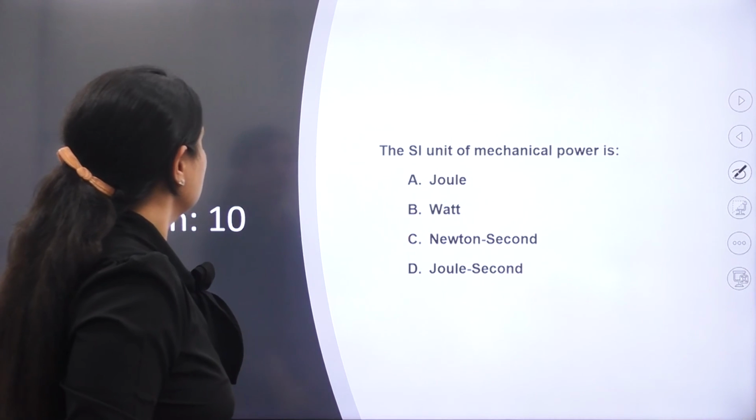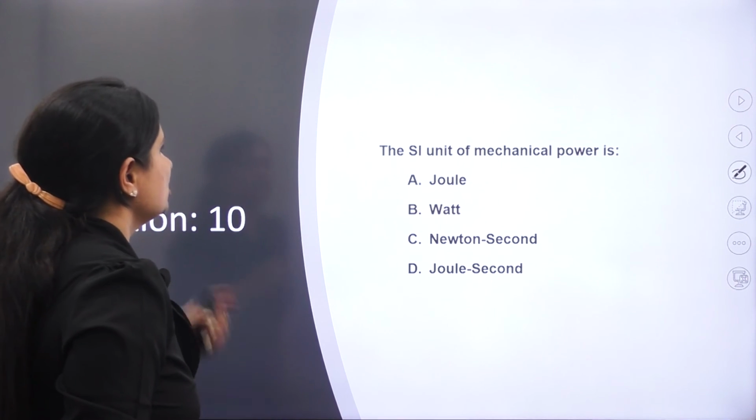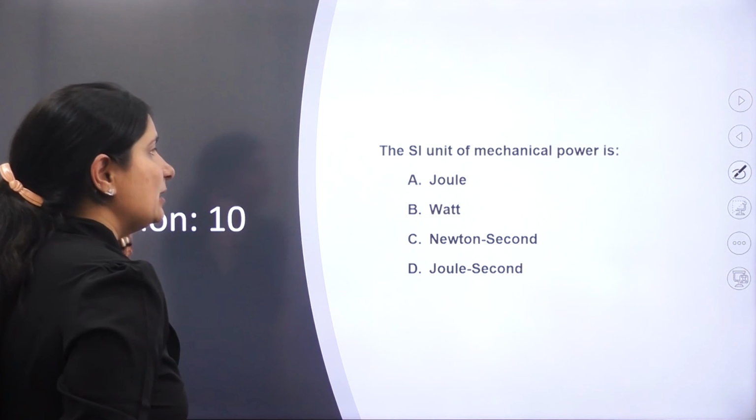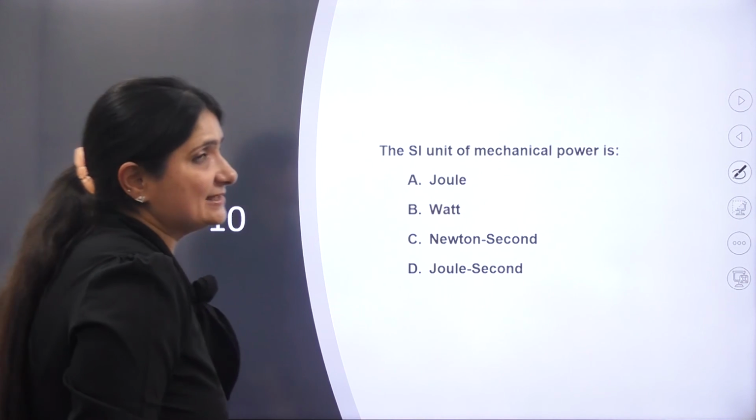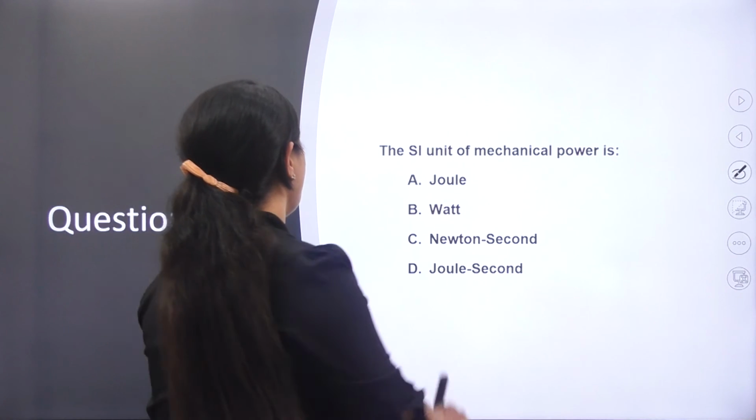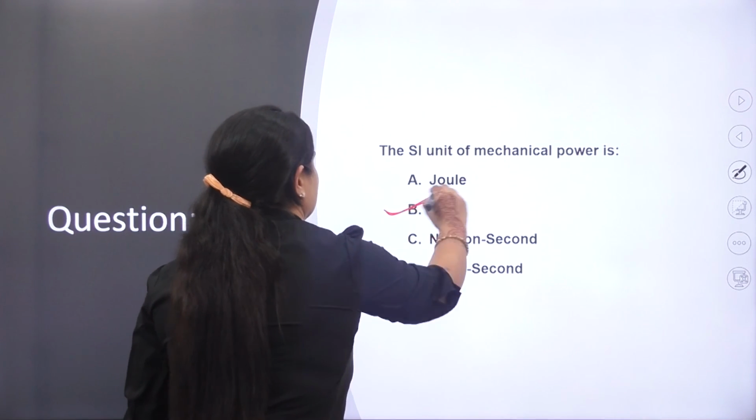We move ahead. The last question of this session is the SI unit of mechanical power. Mechanical power SI unit is watt. So option B is the right answer.